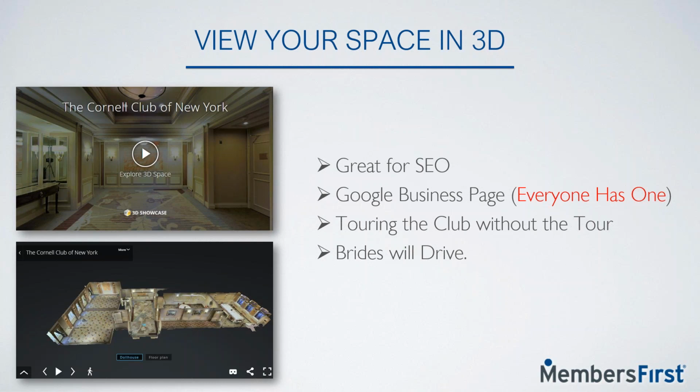So how do you do that? The Cornell Club of New York, which is a great club down in New York City, allows their users to explore their property in 3D. They have a dollhouse view, which allows a prospective member or guest to immerse themselves in their building without ever stepping foot inside.